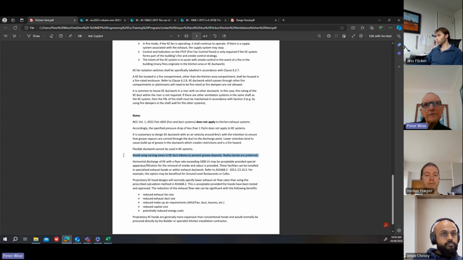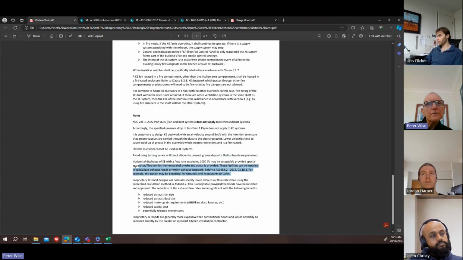Avoid using turning vanes in kitchen exhaust duct elbows to prevent grease deposits. Turning vanes are quite often very close to each other and very small, and the grease in the air will get trapped on those turning vanes. So don't use them. Use radius bends.